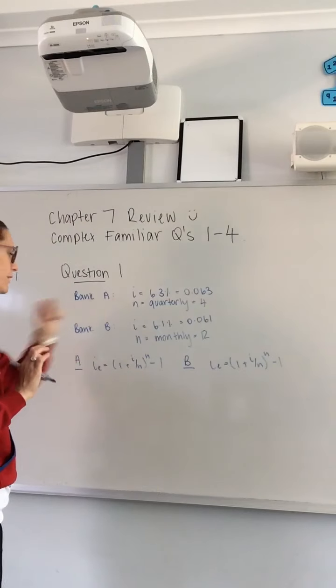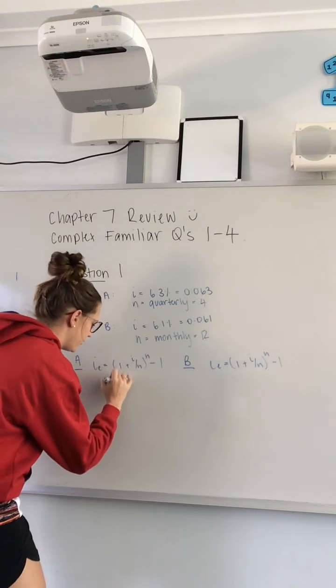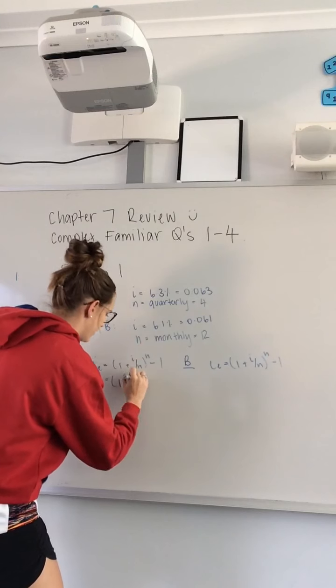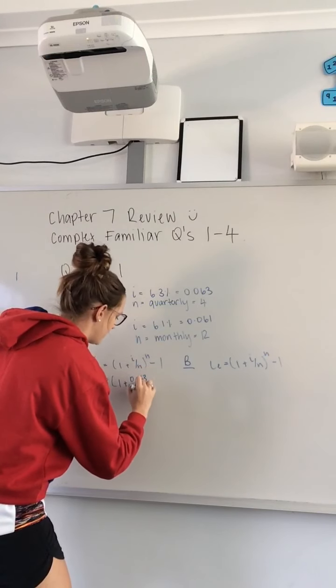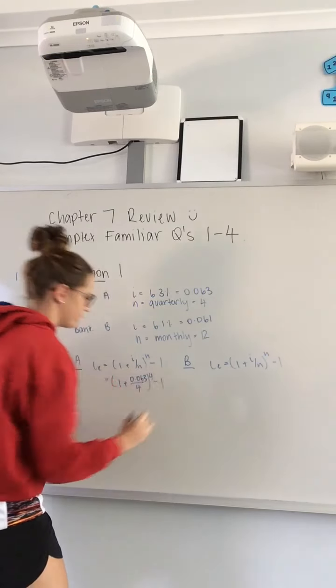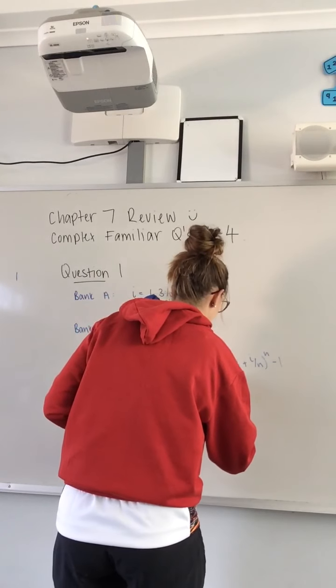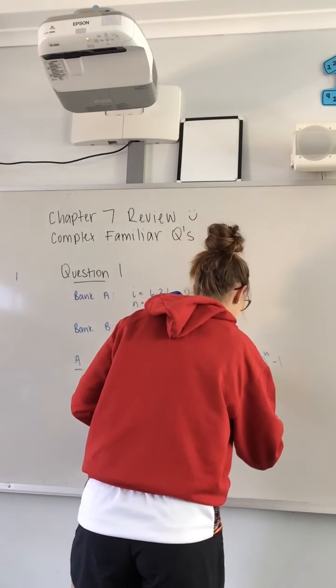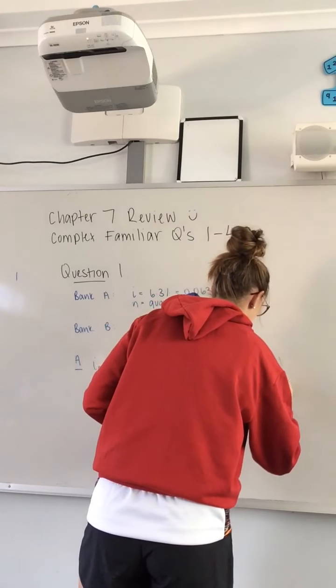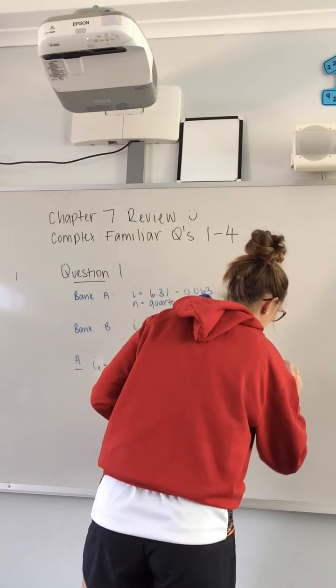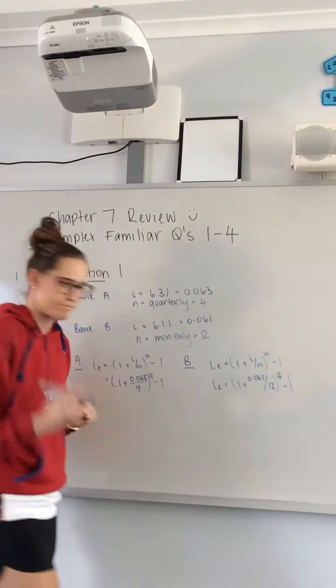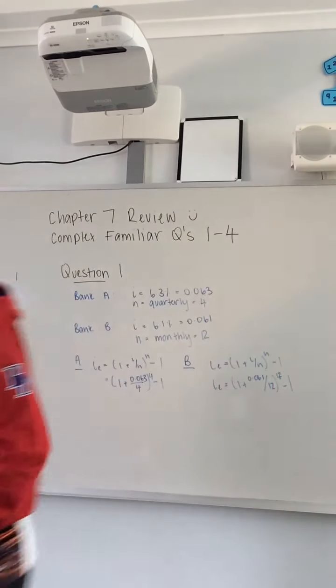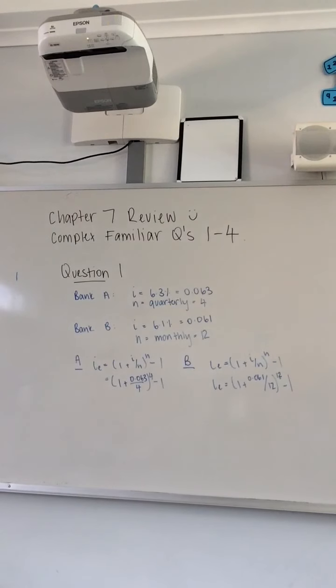So I've written down my formula, now I'm going to substitute in the information I know. So 1 plus 0.063 divided by 4, to the power of 4, take 1, and then for Bank B, 1 plus 0.061 over 12, to the power of 12, take 1. I'll grab my calculator and enter that in, and you could be doing that too. Don't forget to pop brackets around the little fractions, it just might make it a little bit easier.